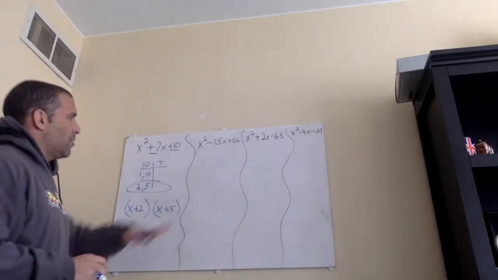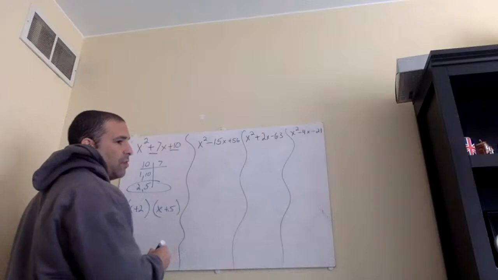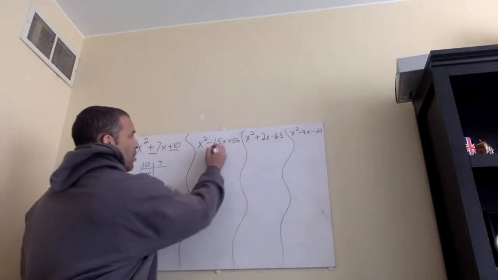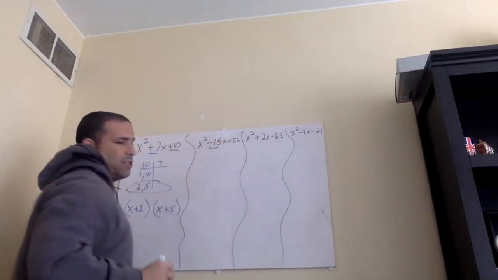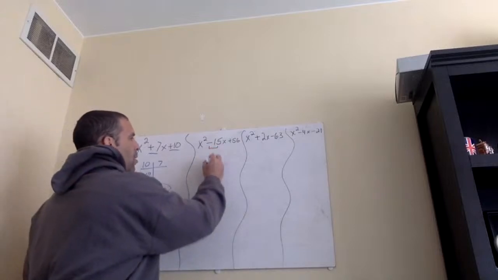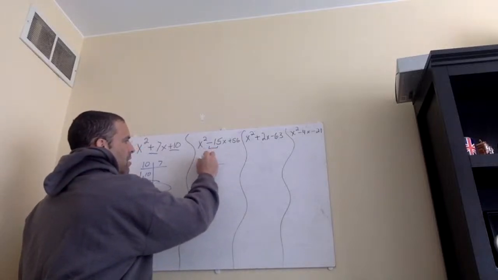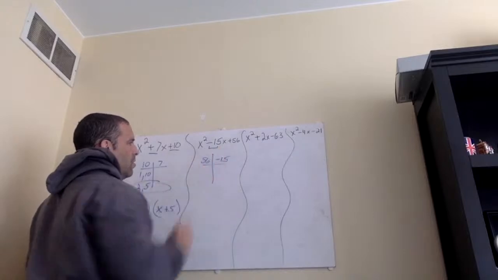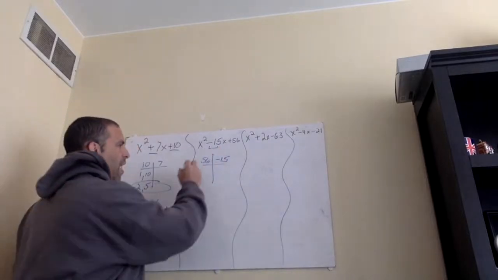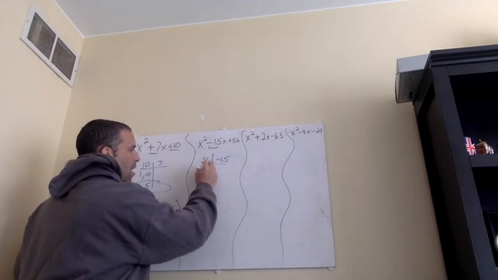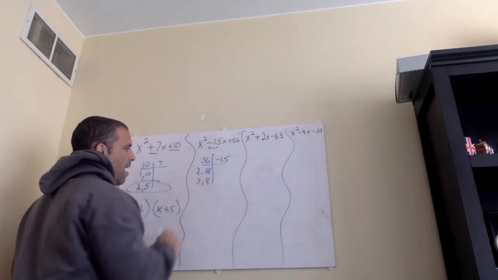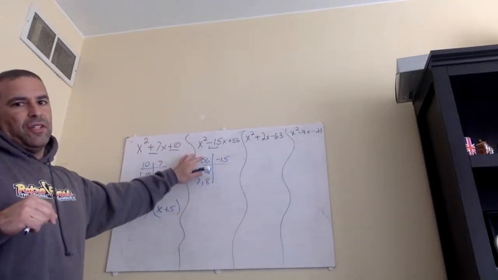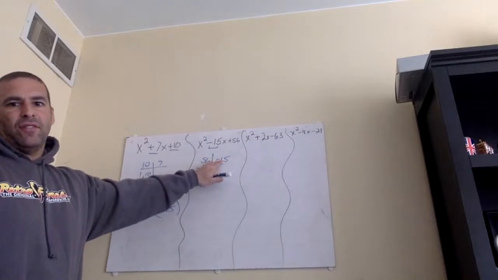All right. The second scenario is done very similarly, except now the middle term is negative. So we just have to consider that. So again, what multiplies to 56 that adds to negative 15? You can think of a couple of factors like 2 and 28, and 7 and 8. Now, 7 times 8 is positive 56, but how do we make it add to negative 15?